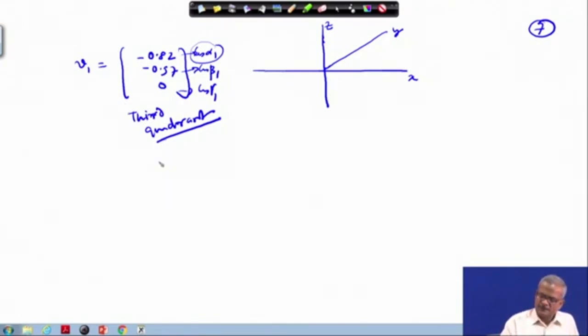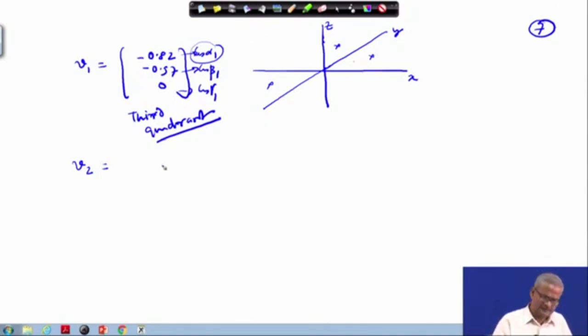So, this point is located in the third quadrant. You can see that this is the first quadrant, the second quadrant, and the third quadrant will be here. So, accordingly we can find out the angles.